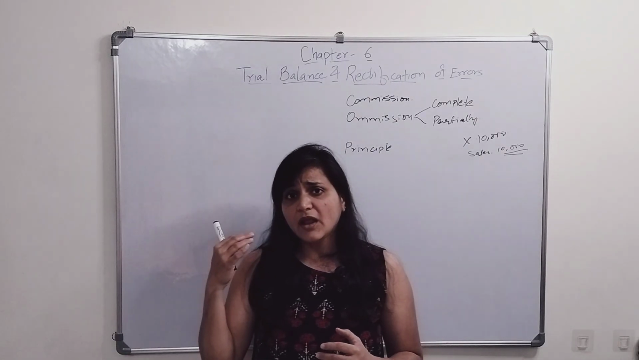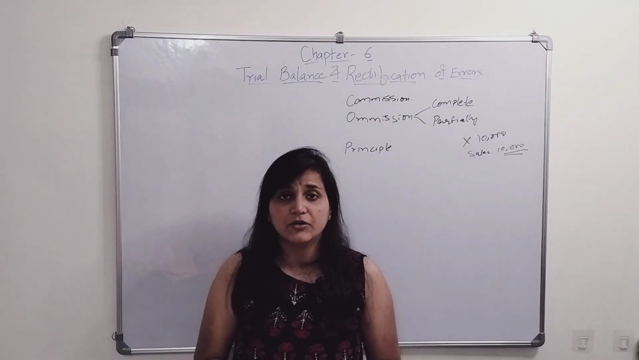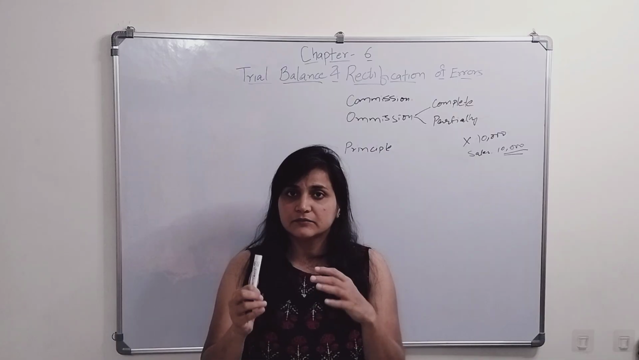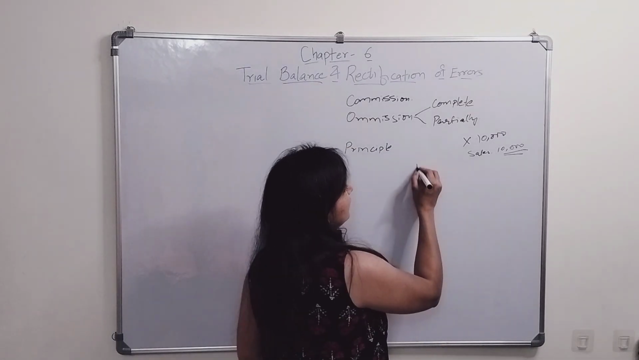Let's say I purchased furniture worth rupees 1 lakh. But what I recorded, I recorded in my purchases. What should be the entry?